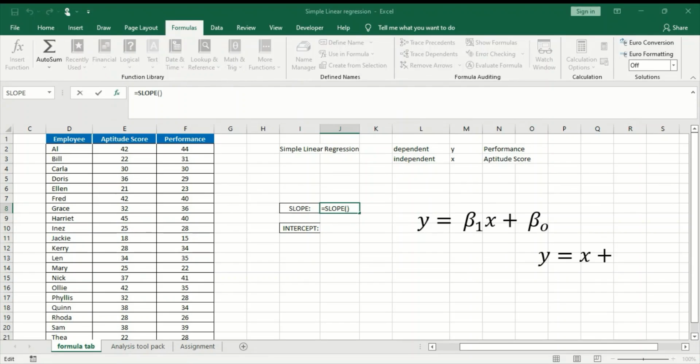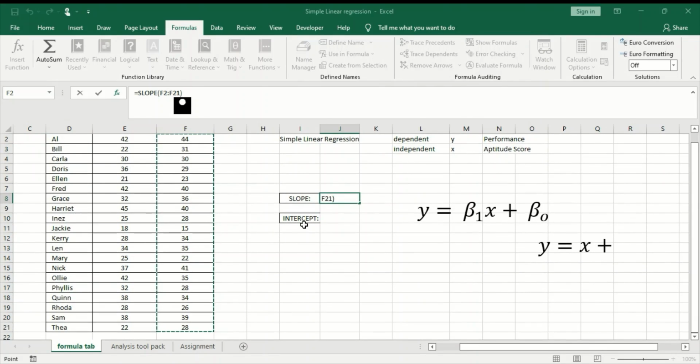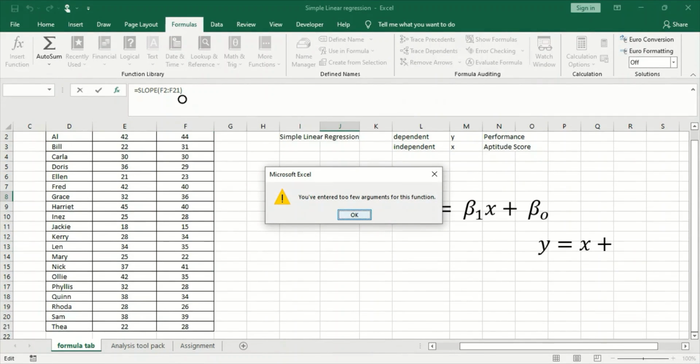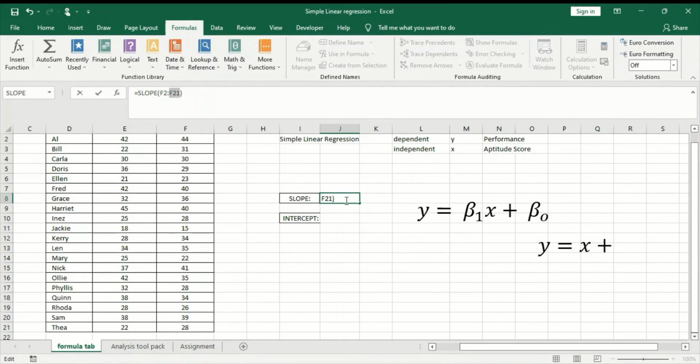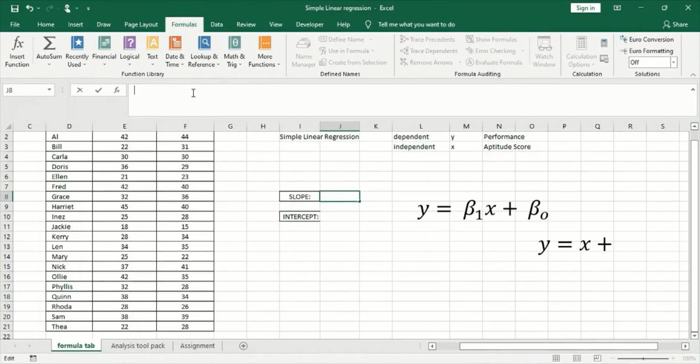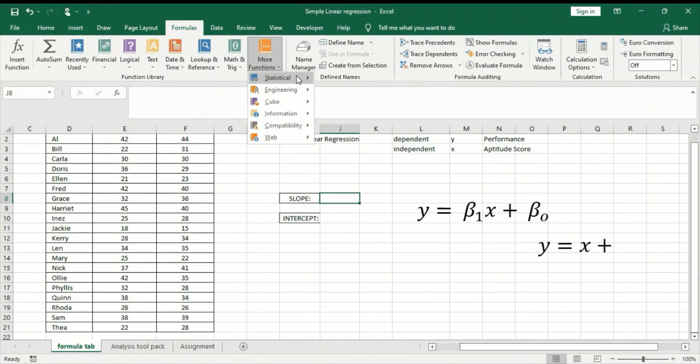Now our known y, remember what's our y here? Our y here is performance. So I'm going to highlight this performance downward and click enter. Okay, sorry, I was supposed to have put my distance also. Let me start afresh. I'm supposed to have put my x also. I didn't put that, so let's start afresh.